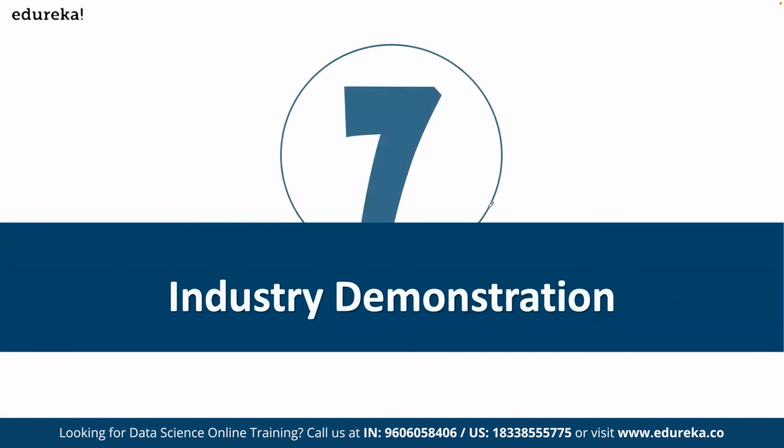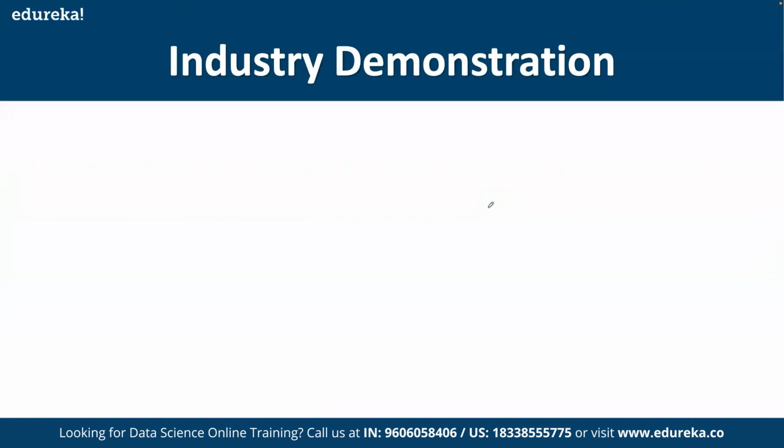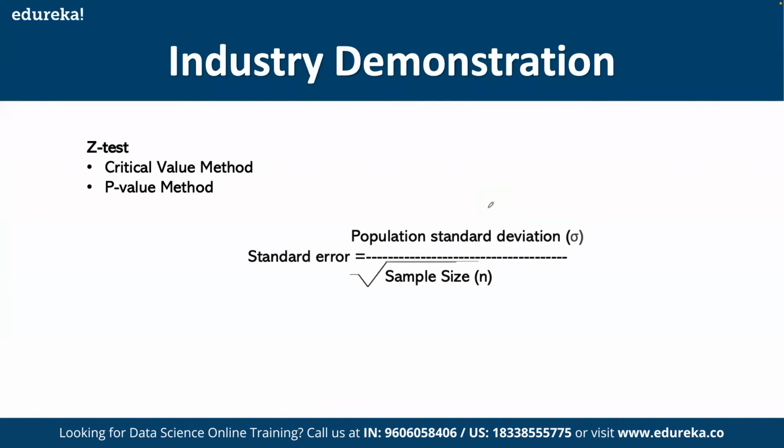So now that you have seen how we can perform the hypothesis testing, let's take up an example. In case of Z-test, we can do it by two methods. One is the critical value method and the other one is the p-value method. While calculating the Z value, we'll be finding the standard error, which is given by population standard deviation divided by square root of sample size.